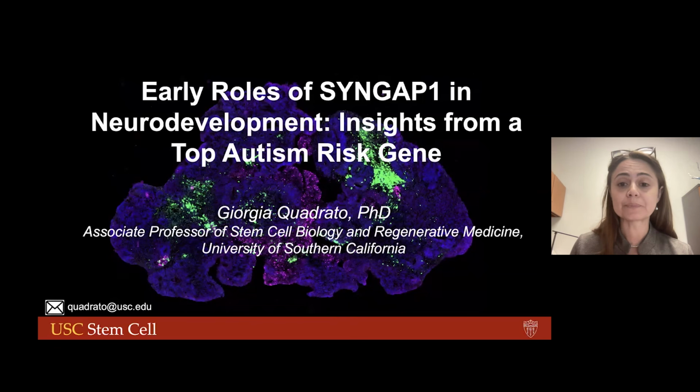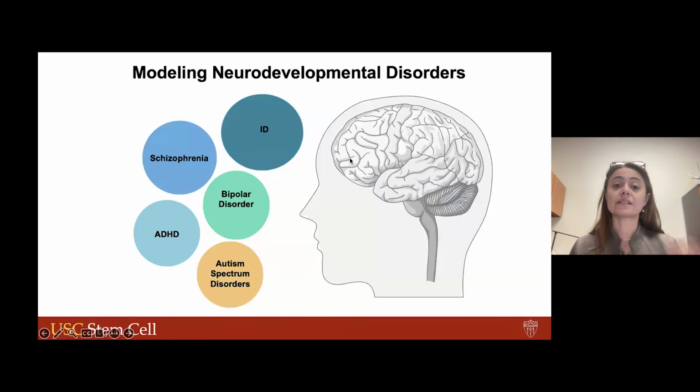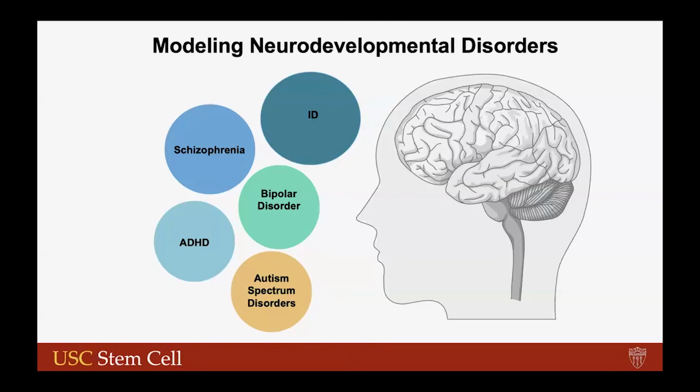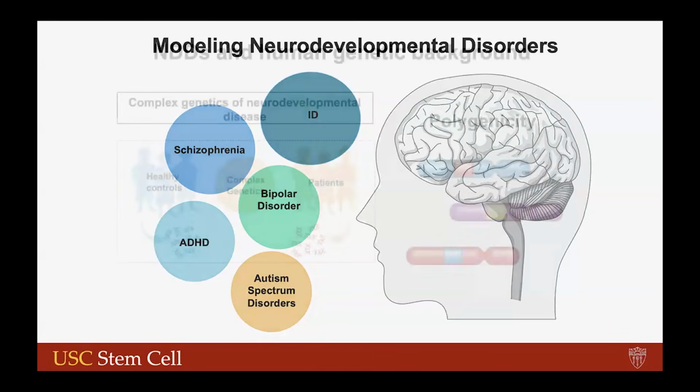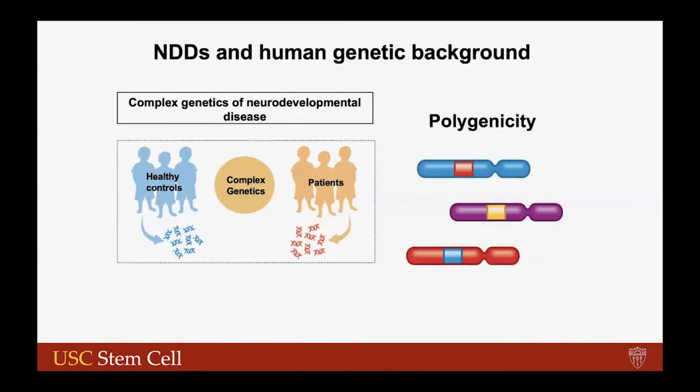Today I'm going to tell you about our effort in improving modeling of human brain development and disease. In the last 70 years or so, we as a field have put incredible effort into trying to understand neurodevelopmental and neuropsychiatric disorders. However, we haven't been able to come up with effective treatments for these diseases. And why is that? There are several reasons, but for me, one of the most important is the incredible complexity of the genetics that underlie these disorders.